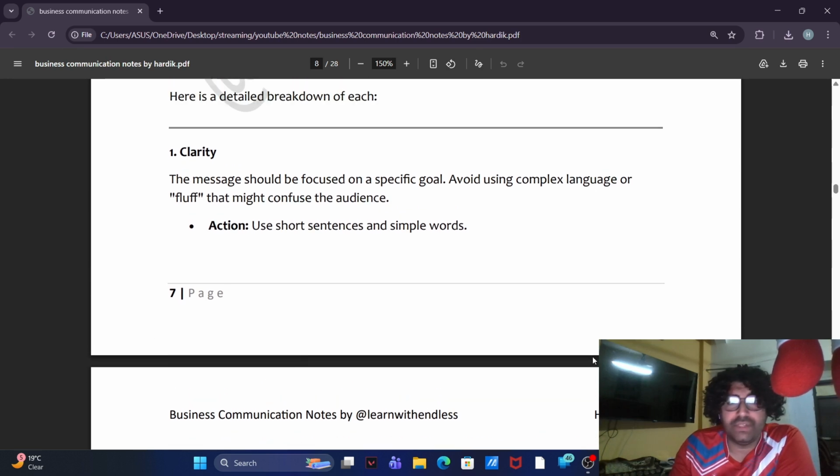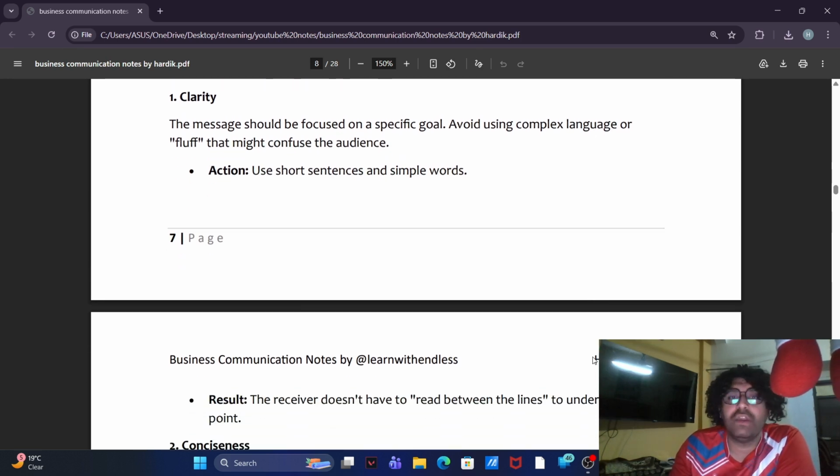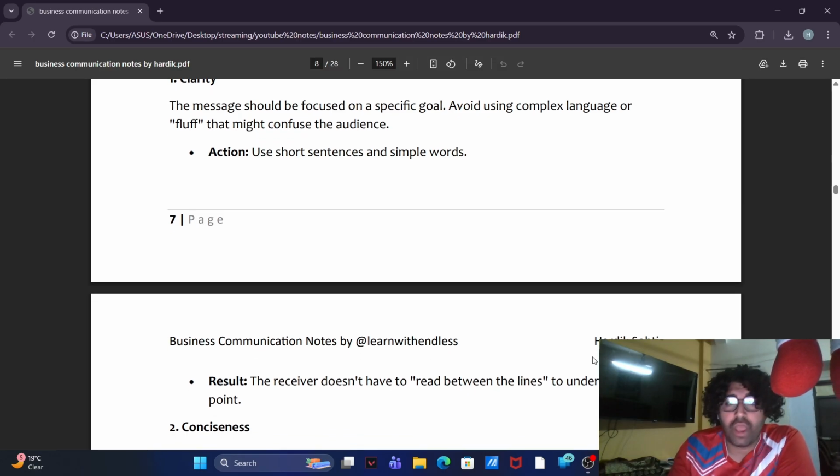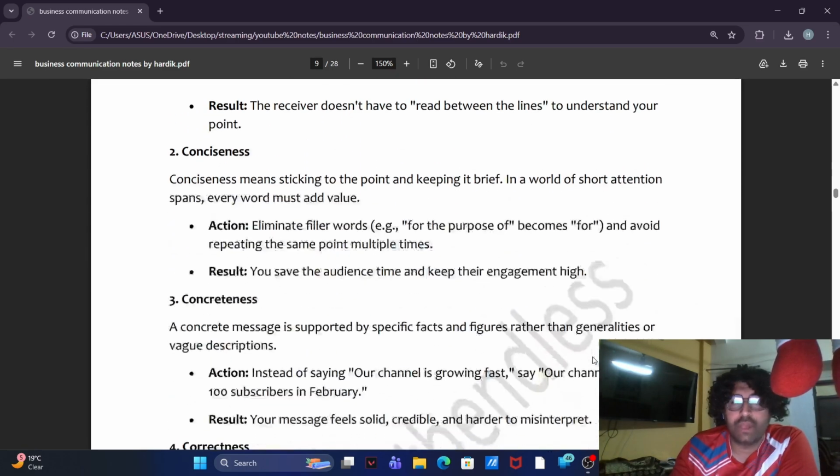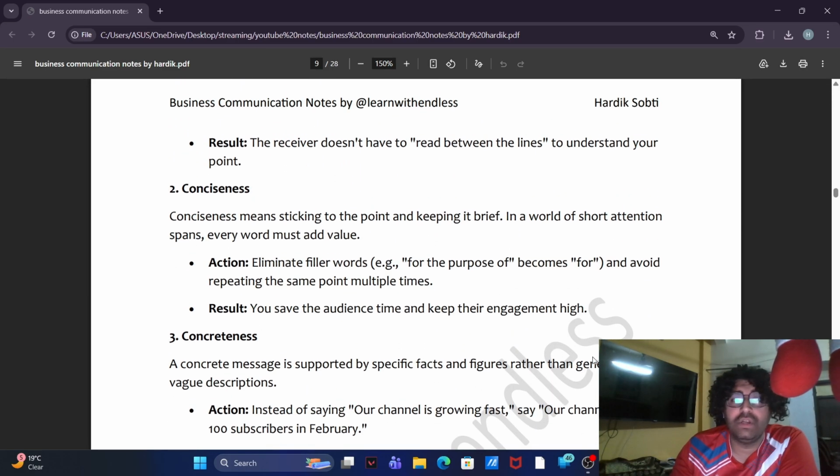Clarity. The message should be focused on a specific goal. Avoid using complex language or fluff that might confuse the audience. Action: use short sentences and simple words. Result: the receiver doesn't have to read between the lines to understand your point.